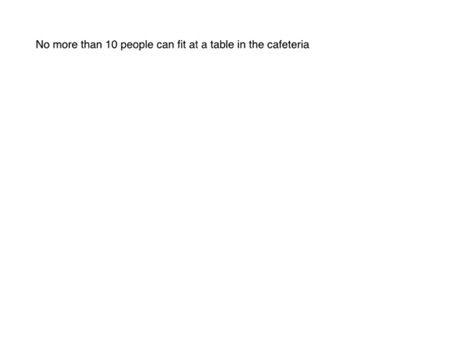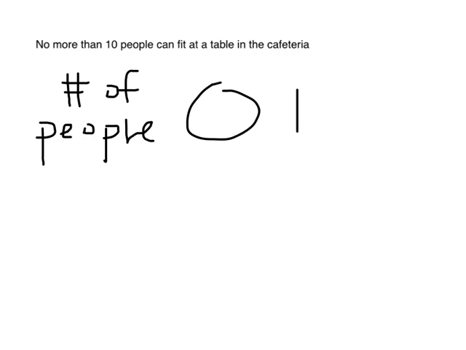One more. No more than 10 people can fit at a table in the cafeteria. Again, think about common sense here. No more than 10 is just another way of saying less, which actually makes sense because if there are only 10 seats, you can't have more than 10 people. So what are we comparing here? We're comparing the number of people at a table, and we're comparing that to 10 seats. Well, if there are 10 seats, then the number of people has to be less than or equal to 10.